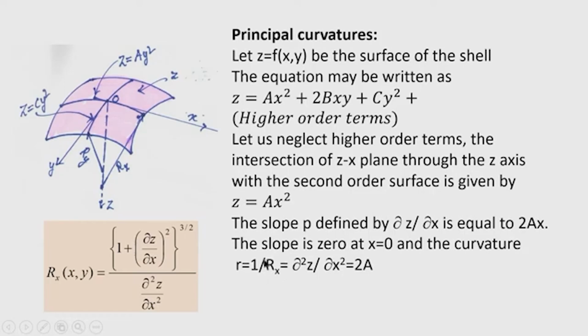So, if the radius of curvature is denoted by capital R x, then the curvature along the x direction is defined as 1 by R x. If we consider the slope to be small, then this quantity can be neglected, and we get 1 by R x is equal to del square z by del x square. So, del square z by del x square is nothing but 2a. So, we are getting this curvature.